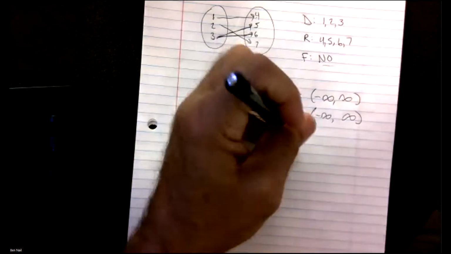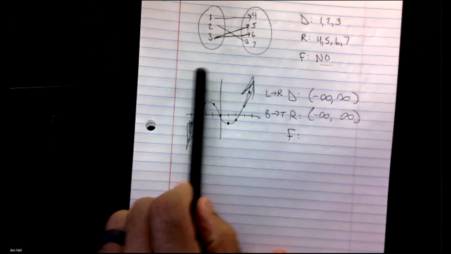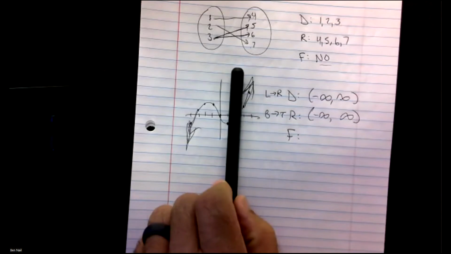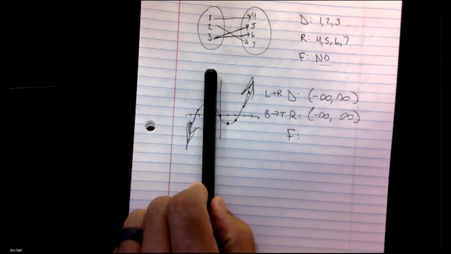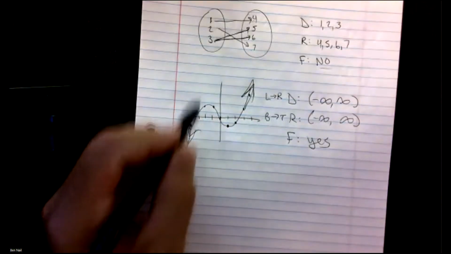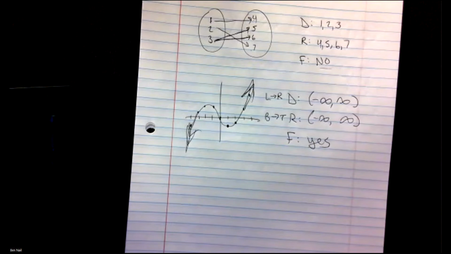Now, the easy question to answer is, is this a function? There is this nifty thing called the vertical line test. If I can draw a vertical line anywhere on my graph and it only hits once or not at all, then it is a function. If I can draw a vertical line that hits more than once, then it is not a function. This one, it doesn't matter where I draw my vertical line, it will only hit one time. So this is a function.